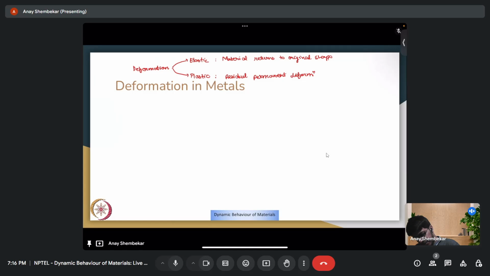Particularly for plastic deformation, there are multiple mechanisms for plastic deformation in metals. There could be multiple underlying mechanisms. The first one that we looked at was dislocation slip.